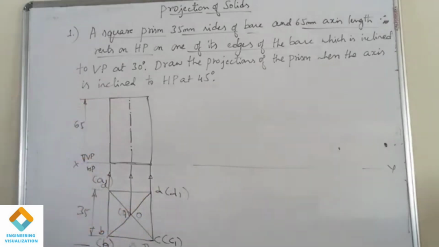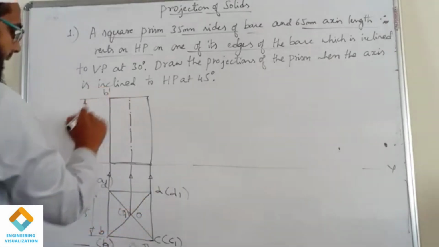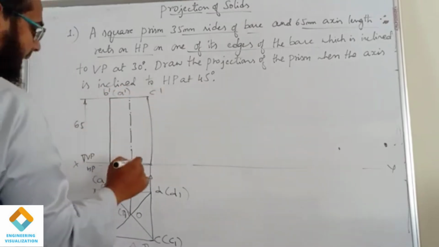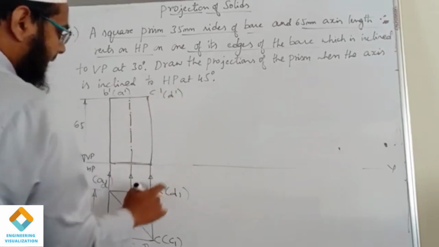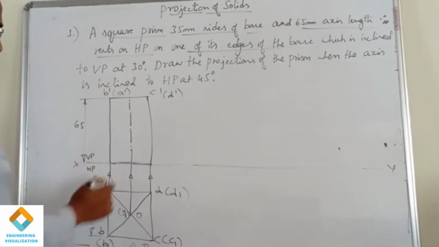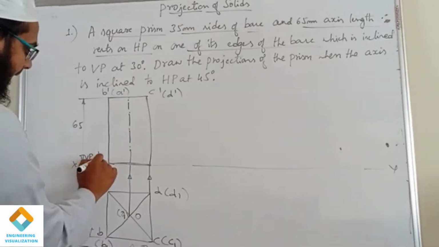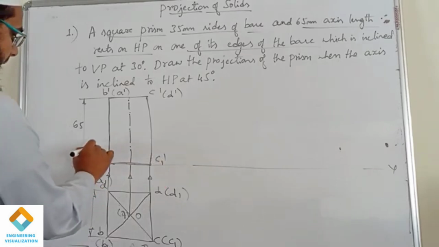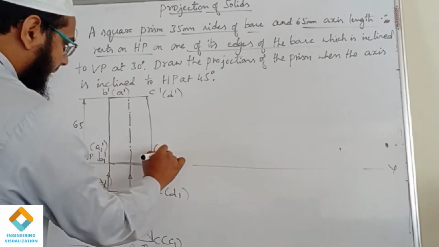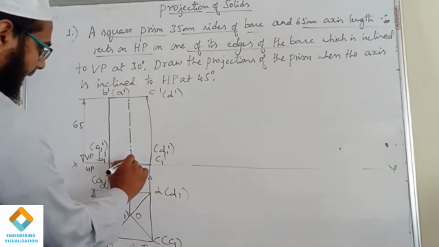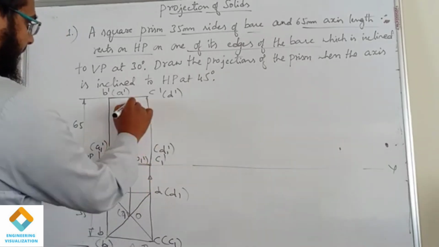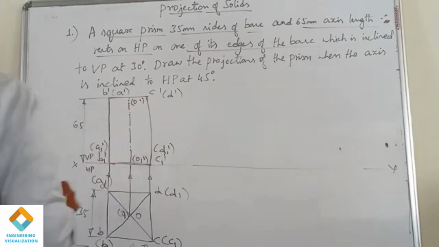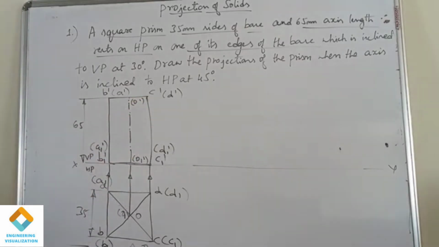So first I am going to finish with the top face. B dash is visible, C dash is also visible, but A dash is not visible from the front view, and D dash is not visible. Similarly, for the bottom face, B1 dash is visible and C1 dash is visible, but A1 dash and D1 dash are not visible. Similarly, you can write O1 dash and O dash. So now we are done with the first position, top and front view.